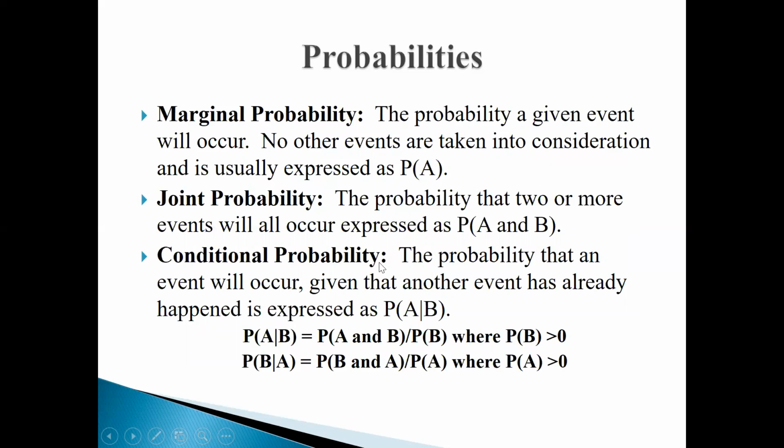The probability that an event will occur given that another event has already happened is expressed as probability, and this is written A given B has occurred. So a perpendicular line means given that, and so probability of A given that B has already occurred is what that means. And the probability of A given B is equal to the probability of A and B divided by the probability of B. And here B cannot be equal to 0, so the probability of B has to be greater than 0. And the other way around, probability B given A is equal to the probability of B and A divided by the probability of A, where probability of A has to be greater than 0 as well, because you can't have 0 in the denominator.